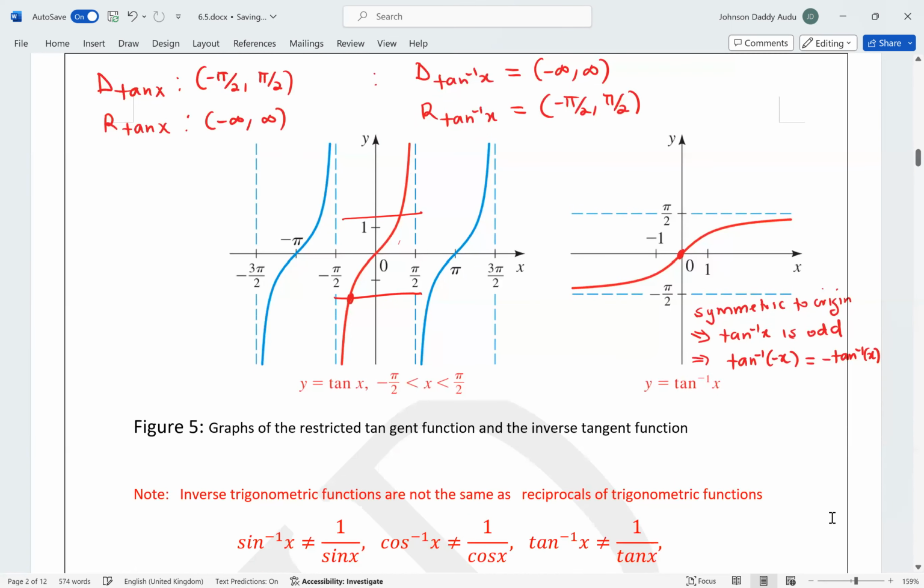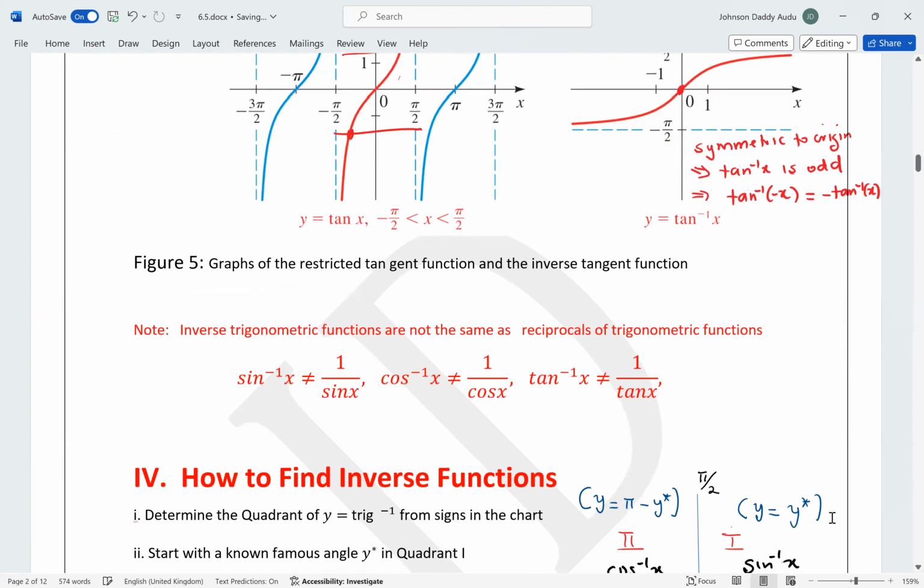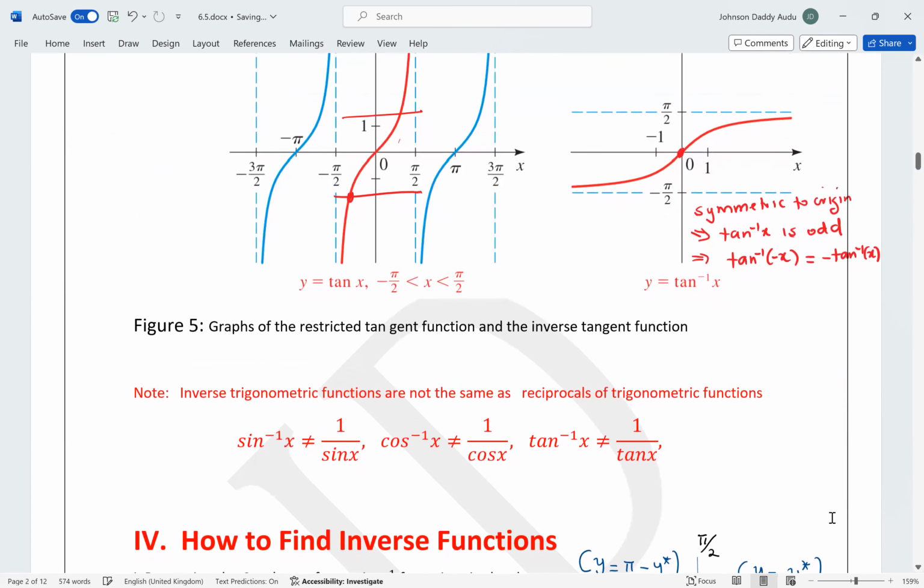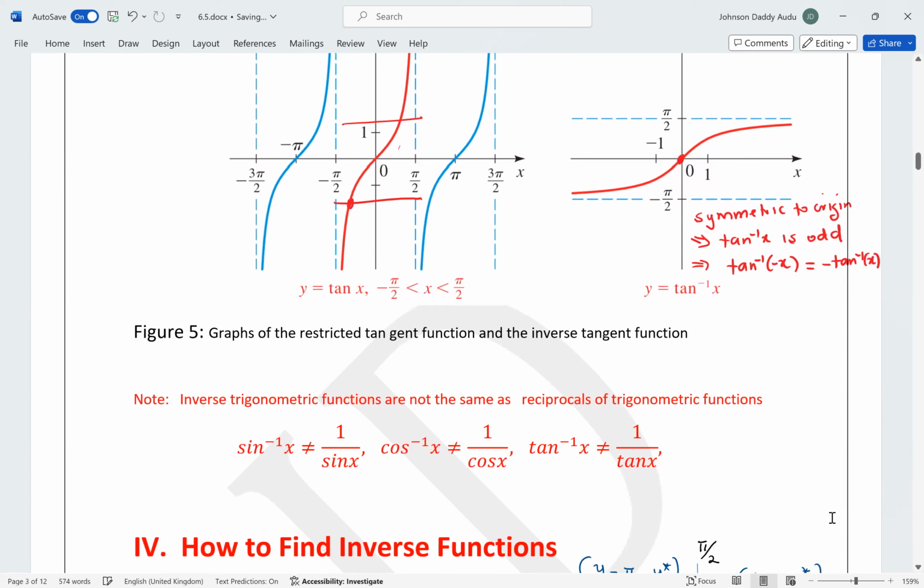Now, this is just the brief description of these inverse functions. And something to note here is that when we talk about inverse functions, we're not talking about the reciprocal. So sine inverse of x is not the same thing as 1 over sine x. Because 1 over sine x, we know, is cosecant x. And the same applies to tan inverse of x, which is not the same thing as 1 over tan x. Because 1 over tan x is cotangent x.